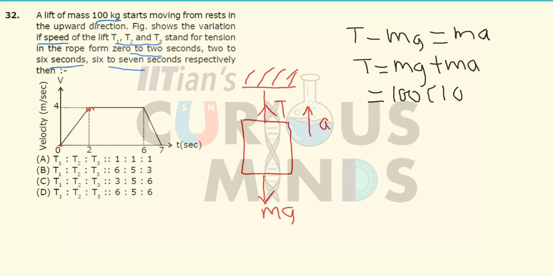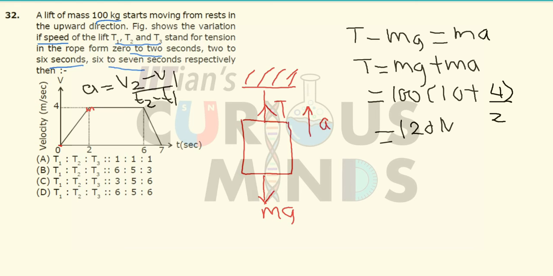In the first case, let us find out the acceleration. Acceleration will be given as v2 minus v1 divided by t2 minus t1. So it will be equal to 4 minus 0 divided by 2 minus 0, which is 4 divided by 2, so the acceleration is 2. So it will be equal to 100 into 12, which is equal to 1200 Newton. In the first case it is equal to 1200 Newton.